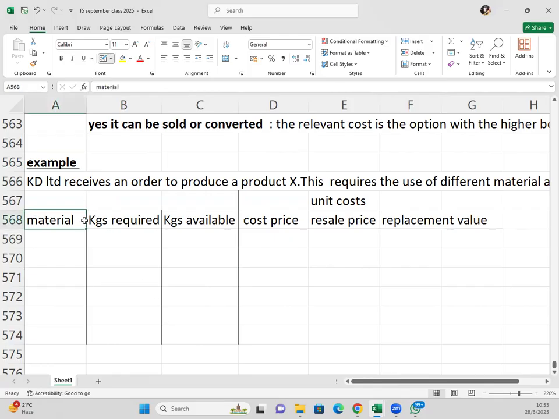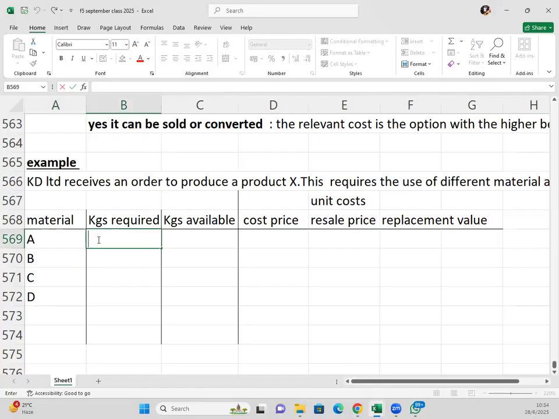Okay, so let's have the material A, B, C, D. The kgs required for you to produce the product X: for A, we need 200 kgs, kgs available 150 kgs. Material B, the kgs required 400 kgs, the kgs available 300 kgs.